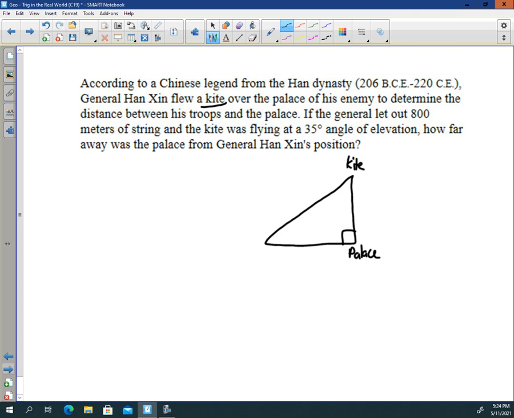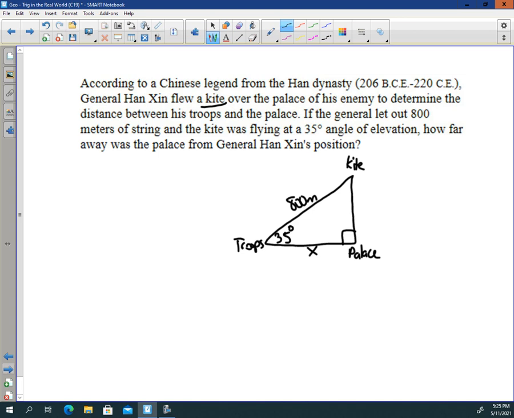To determine the distance between its troops, so here are the troops and the palace. We're letting out 800 meters of string. Well, that means that from the troops to the kite is 800 meters, so we know the hypotenuse. And the kite was flying at a 35-degree angle of elevation. So this is a 35-degree angle. And what we want to know is how far away from the palace are the troops. So we want to know that one right there.